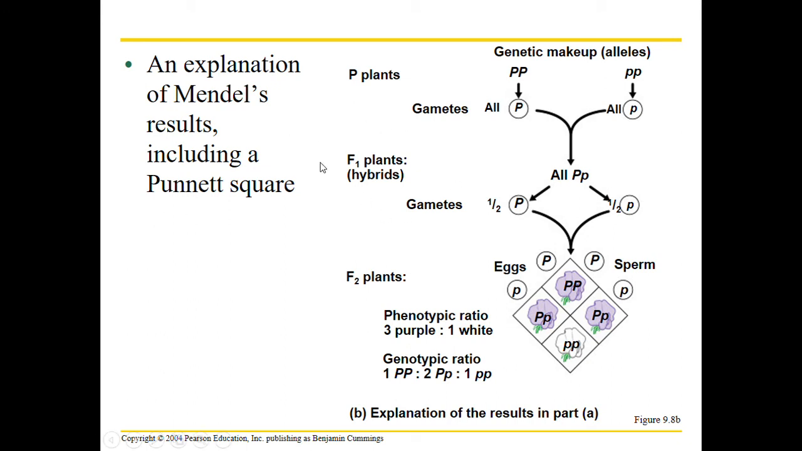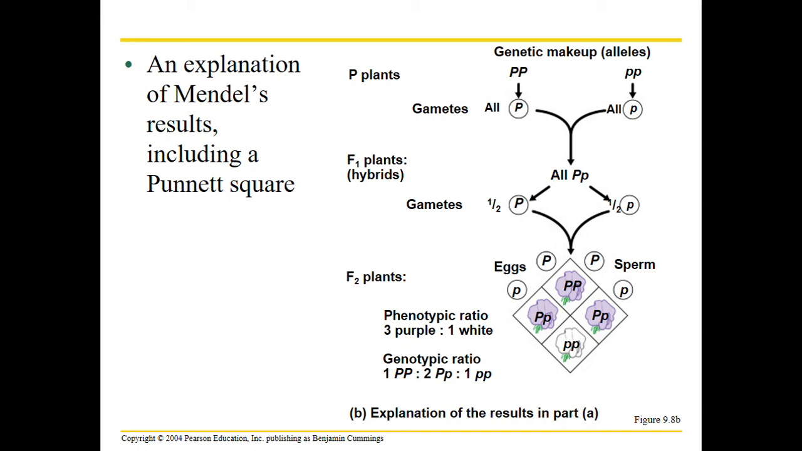So those are the F1 plants, and they look purple. This is their phenotype. Phenotypes are observable characteristics that we see, so purple would be the phenotype. In their genetics, they have a purple big P and a white little p copy, and this is called their genotype. So big P, little p is the genotype, and the color purple is the phenotype.